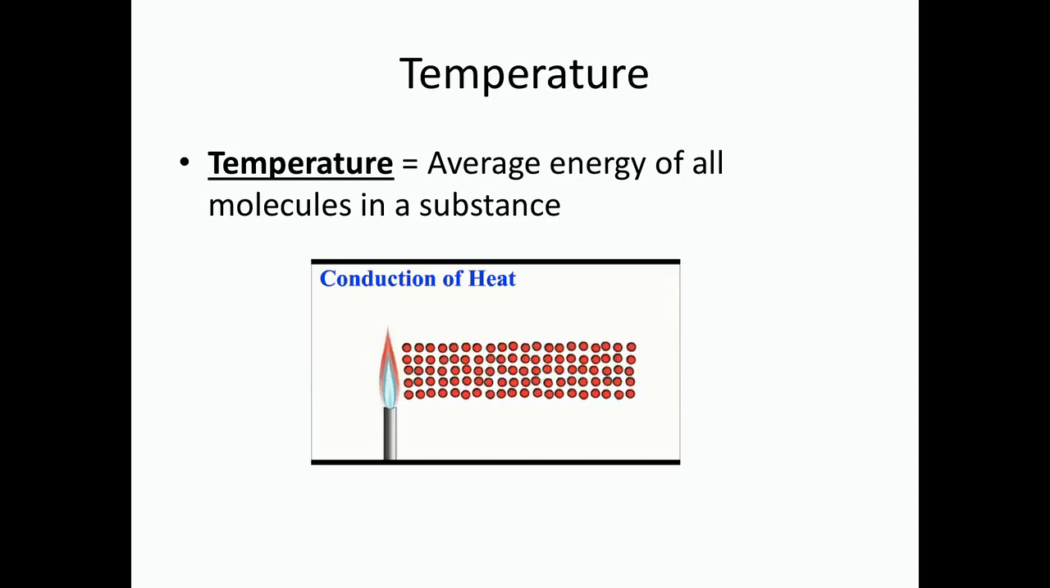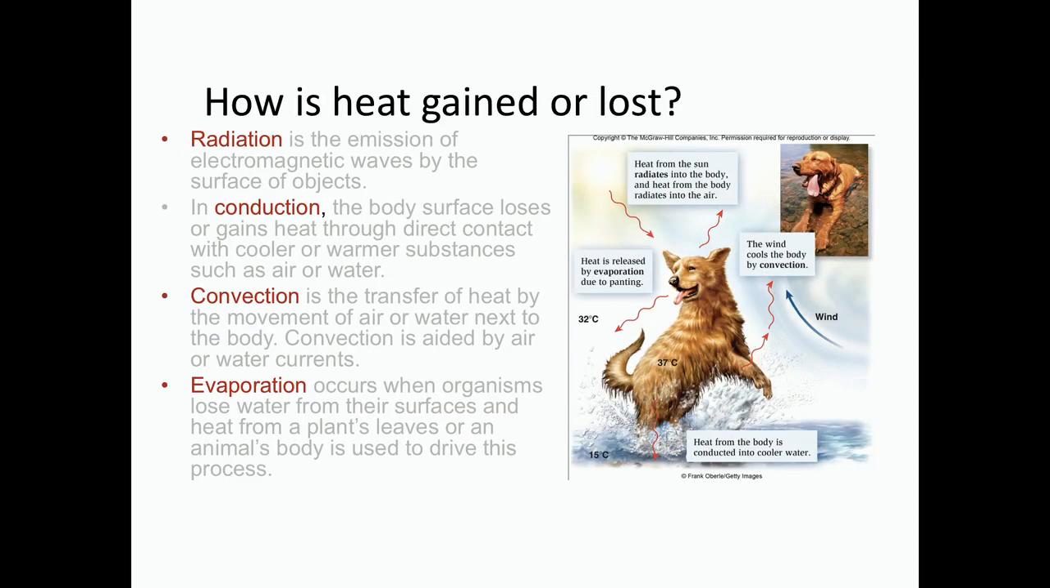Okay. Now this graphic also is an example of one way that energy can be transferred. You'll notice that molecules on the left start moving and they gradually bump into molecules on the right, and as they do, they begin to move as well. So this is called conduction of heat, and it's conducting the heat between the different molecules. Now there's several ways that heat can be either gained or lost from organisms, and those terms are radiation, conduction, convection, and evaporation.